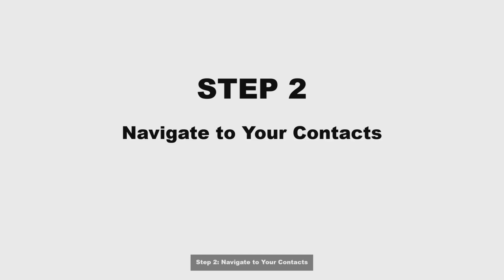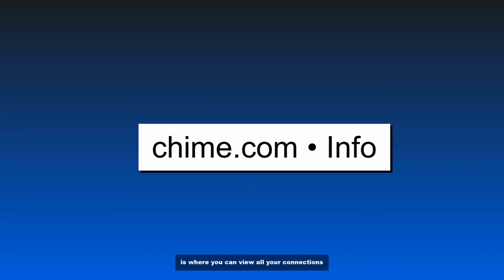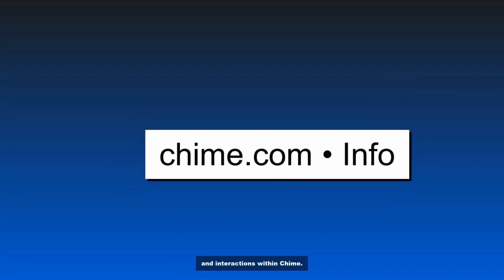Step 2. Navigate to your contacts. Go to the Contacts section of the app. This is where you can view all your connections and interactions within Chime.